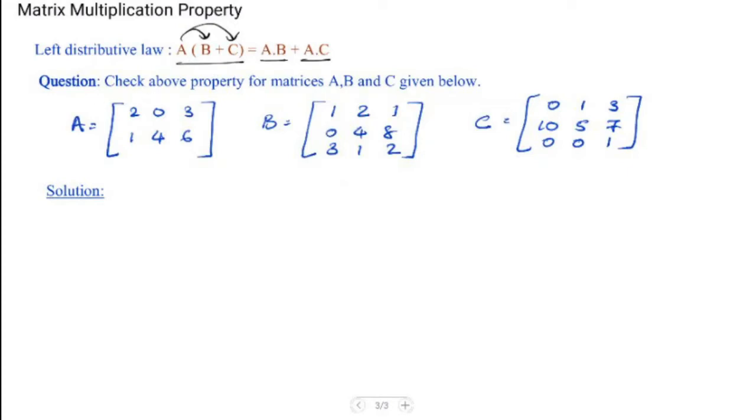And then here down we have a question, that is, check the above property for matrices A, B and C given below. So basically we are given three matrices A, B and C here, and we have to prove this distributive law, is it true or not. Okay, so for the solution we'll start by finding the matrix A times (B plus C). Alright, that is this part here. We'll first work on the left hand side, then we'll work on the right hand side.